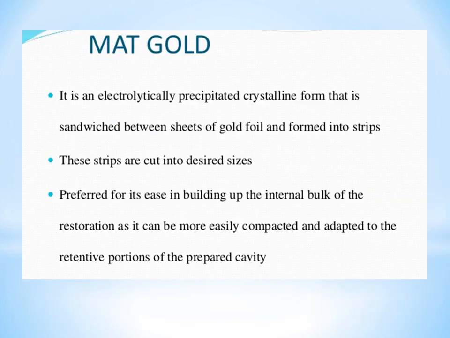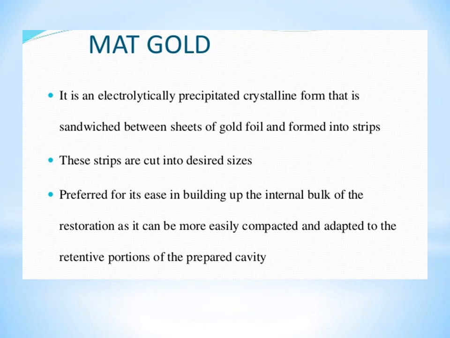Moving on to the other classification of gold filling, which is electrolytically precipitated powder. And matte gold is basically electrolytically precipitated powder that is sandwiched between sheets of gold foil and then formed into strips and cut into the desired sizes. This is preferred over the gold foil because it is preferred for its ease in building up the internal bulk of the restoration, as it is easier to compact it and adapt it to the retentive portions of the prepared cavity.